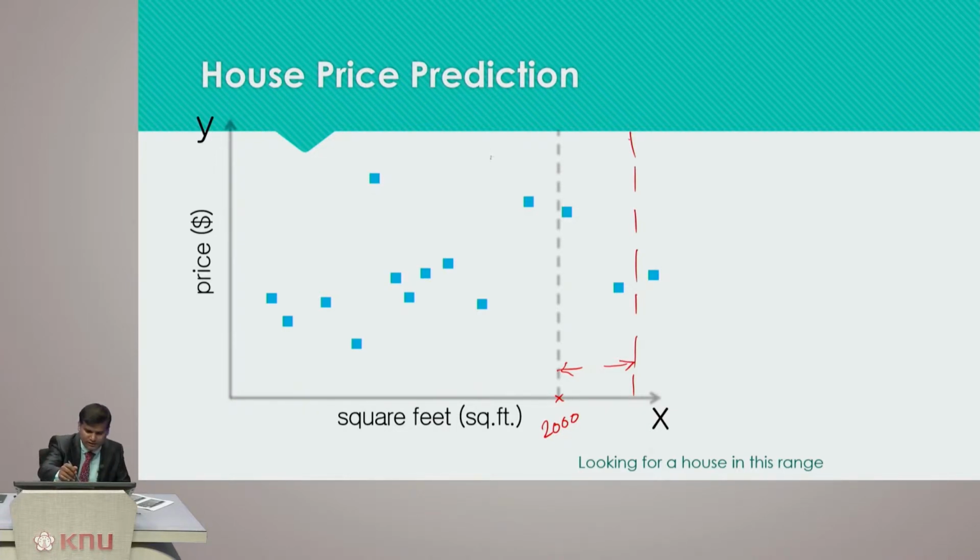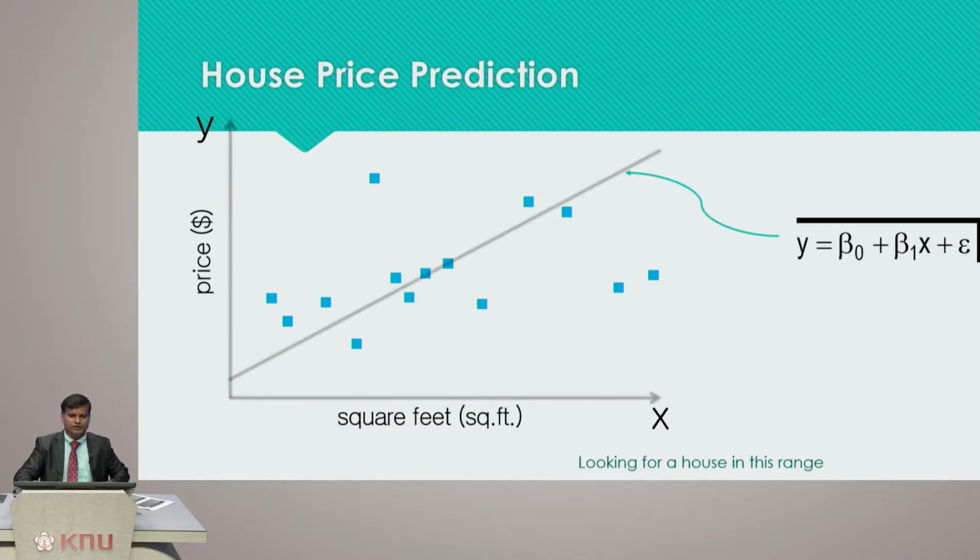Even if you look at the other side, you still have only 2 houses. So over the whole range, say 1500 square feet to 2500 square feet, you just have 4 houses, so it's very hard to determine the exact price. So we can model a simple linear regression to predict the housing price.